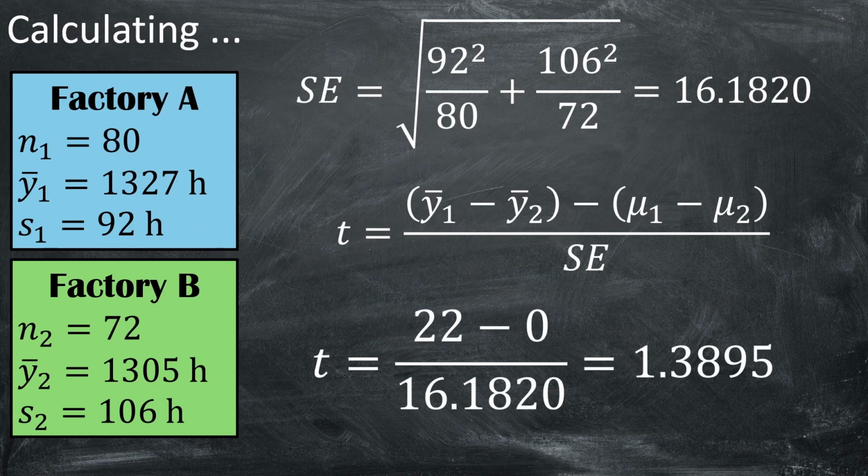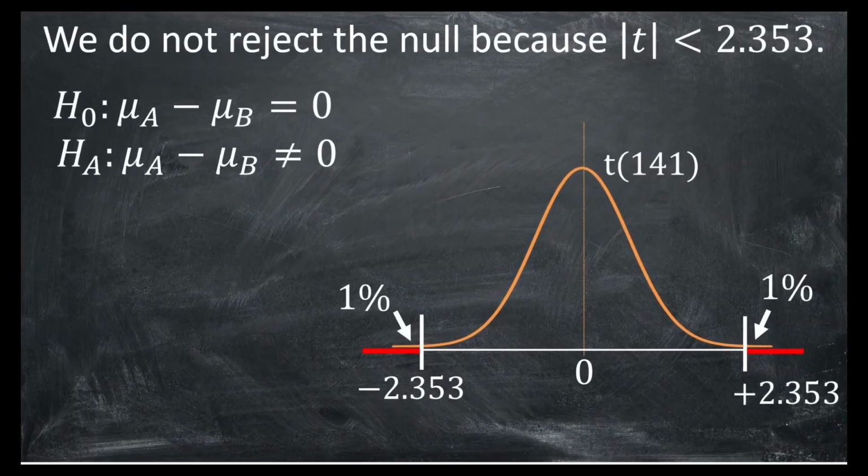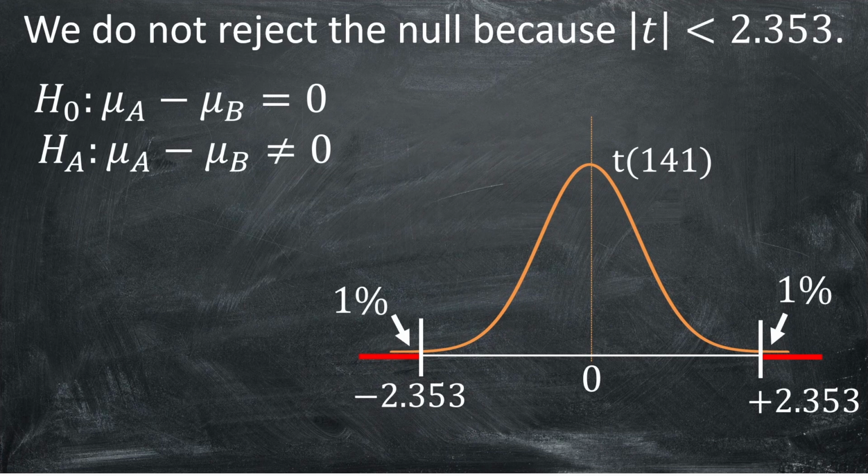So there we go. How do we calculate our test statistic? We look at our point estimate that we got from the data. We compare that to what we would expect to see on average if the null was true, and divide by our measure of uncertainty. In this case, under the null hypothesis, mu1 minus mu2, the difference between the population means, would be 0. So we put 0 there. So it's 22 minus 0 divided by standard error. We get a test statistic of 1.3895. So we do not reject the null hypothesis because the absolute value of our test statistic is less than 2.353.